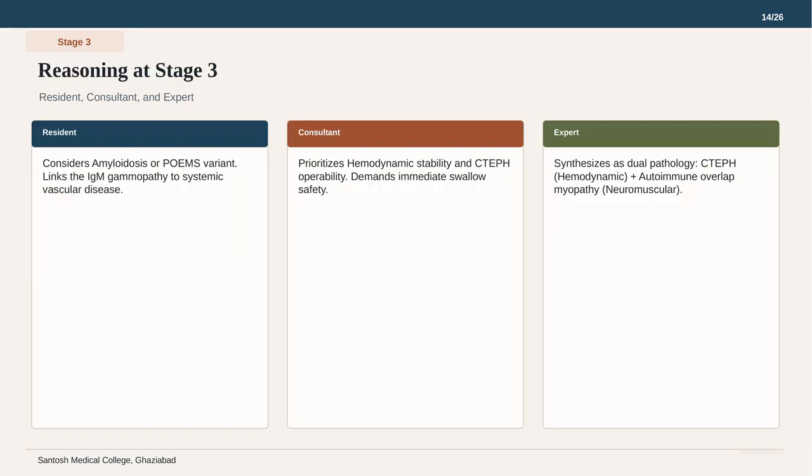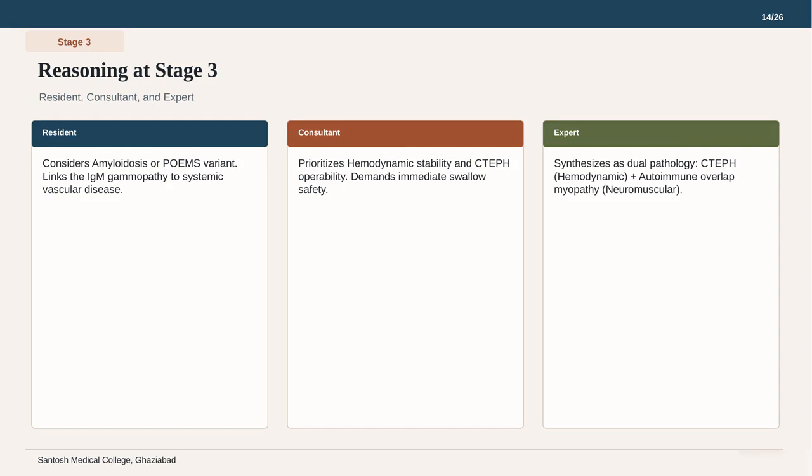Reasoning at stage 3 shows a divergence in priorities. The resident considers rare systemic vascular diseases like amyloidosis or a variant of POEMS syndrome, linking the IgM gammopathy to the vascular issues. The consultant, however, takes a more pragmatic approach, shown in the middle column. They prioritize immediate hemodynamic stability and assessing if the CTEPH is operable, while also demanding an immediate swallow safety evaluation.